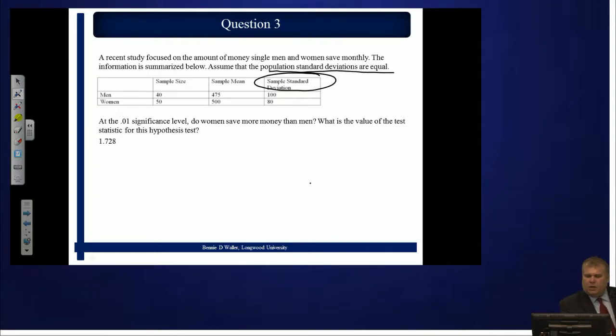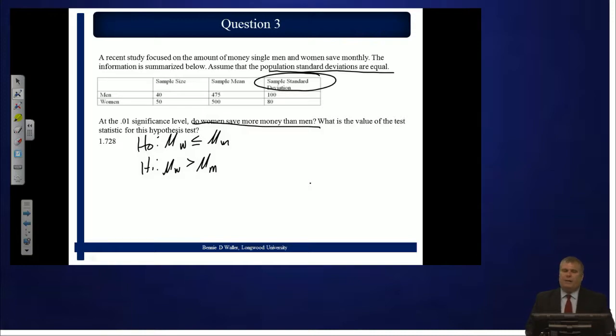Okay, now I want to read it. Do women save more than men? So here they seem to suggest that the mean woman saves more than the mean man. So we're going to write it this way. And once again, it doesn't ask you how to do the hypothesis, but if you just get yourself in the mindset of asking these questions, I think you'll do better.